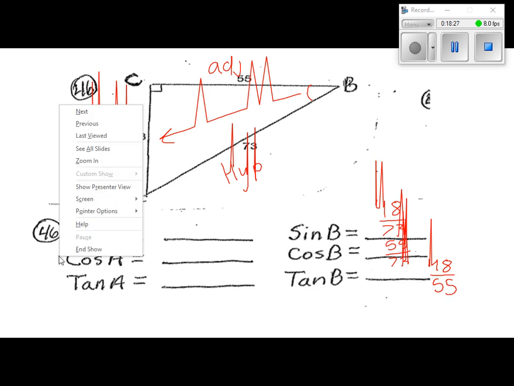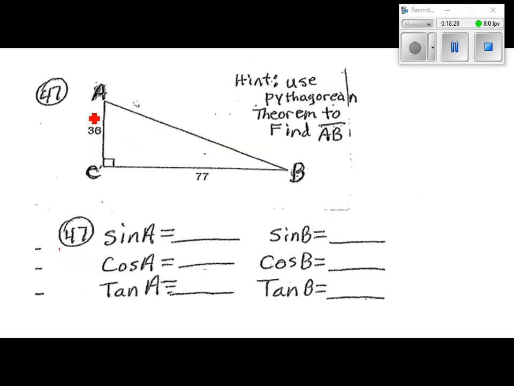Next slide. This time they only gave us two of them. How can we find that third side, the hypotenuse? By using the Pythagorean theorem. Gives you a hint right there, doesn't it?